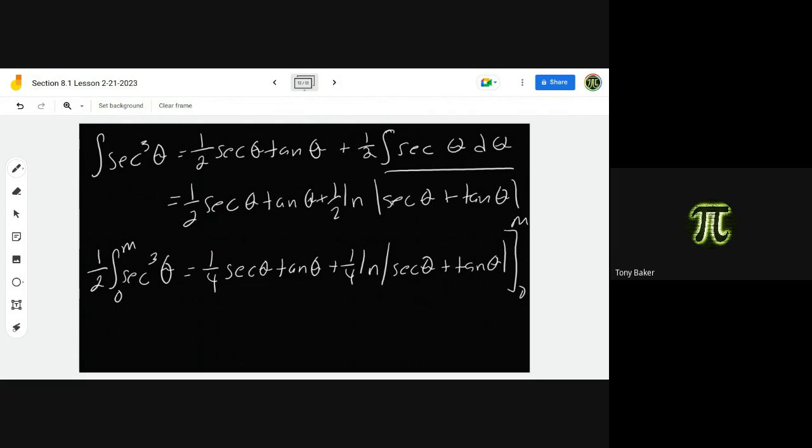If you added it there and canceled it out previously, when you added it to the other side, I would have still divided everything by 2. And you would have had the integral of secant to the third theta equals the 1/2, exactly what I had there. And I still would have had to put the 1/2 back because I was really looking for 1/2 the integral of that.